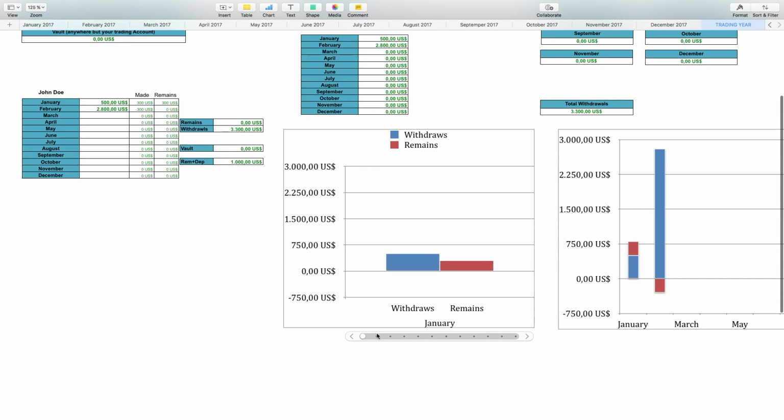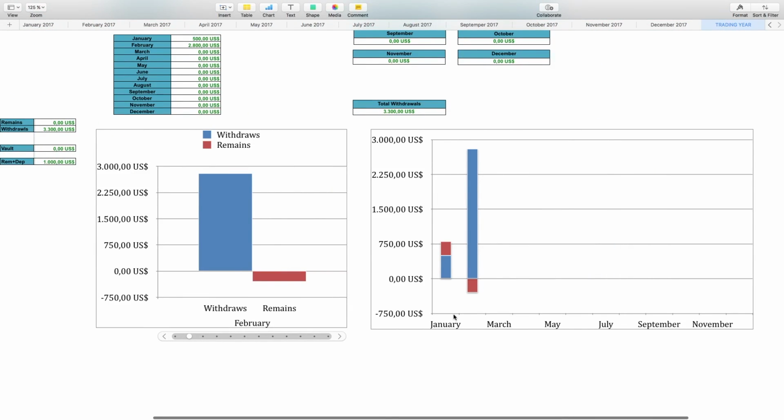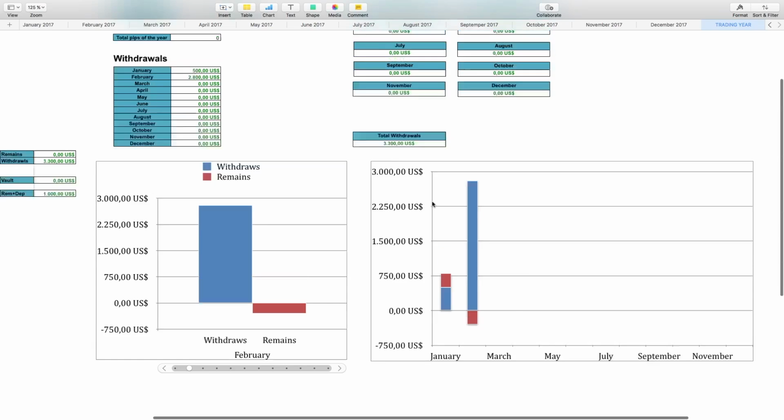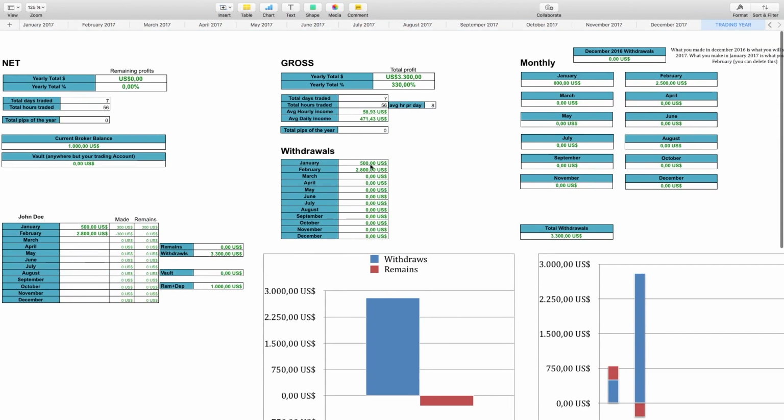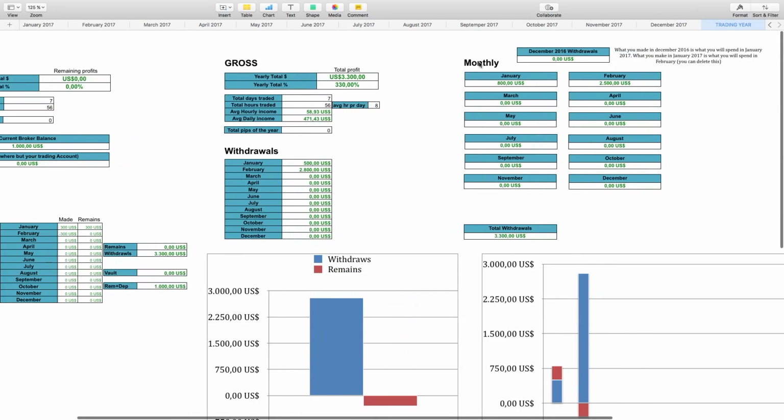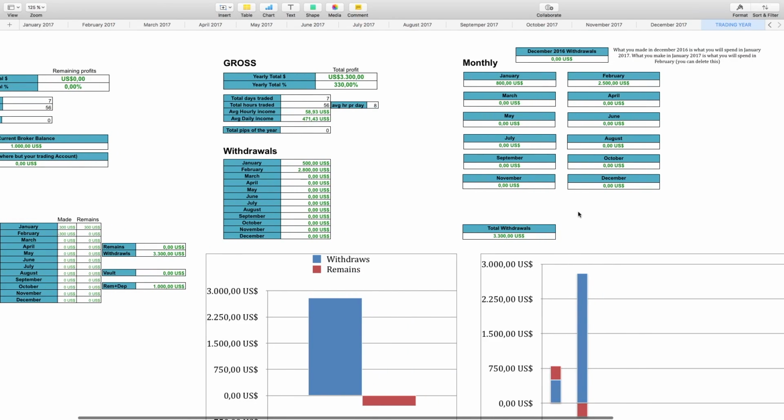So here we can see our withdrawals versus remainings, so we can get kind of an idea of how much we're spending and how much we're making. And here you have a graph of every single month, so you can see like a diagram of every single month for how much we made, how much we took out. Here you see the total numbers of what we withdrew in January and February and so on, and then you can see by monthly how much you made. And down below you can see your total withdrawals.